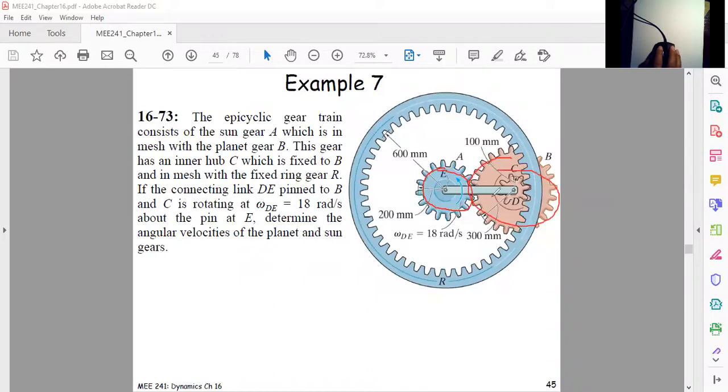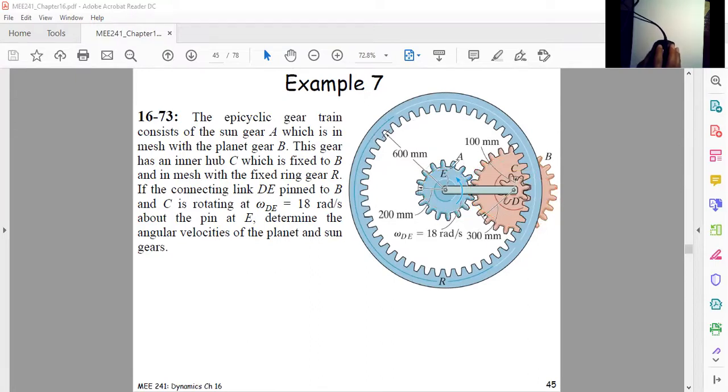We know the planets basically orbit around the sun, like planet Earth orbits around the sun. This is called the planet, this guy is called the sun, and this guy is called a ring. So these are the 3 components in a planetary gearbox. In this course, we just need to be able to evaluate the velocities at various points on this planetary gearbox.